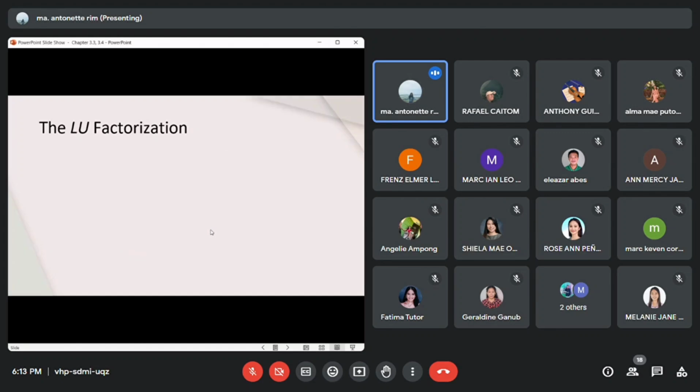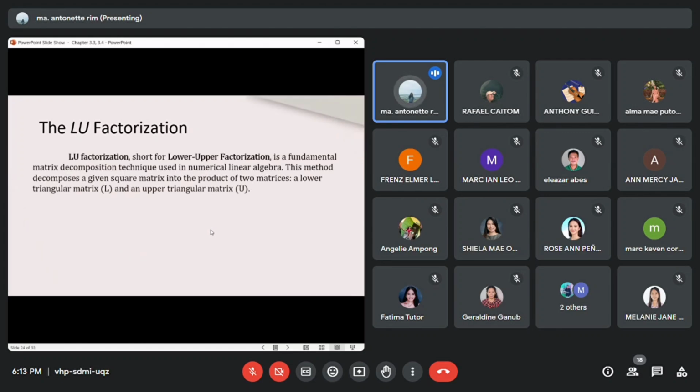Okay, let's proceed. So LU factorization, which is short for lower upper factorization, is a fundamental matrix decomposition technique used in numerical linear algebra. So this method decomposes a given square matrix into the product of two matrices: a lower triangular matrix L and an upper triangular matrix U. So muna siya L, U factorization, lower and upper.